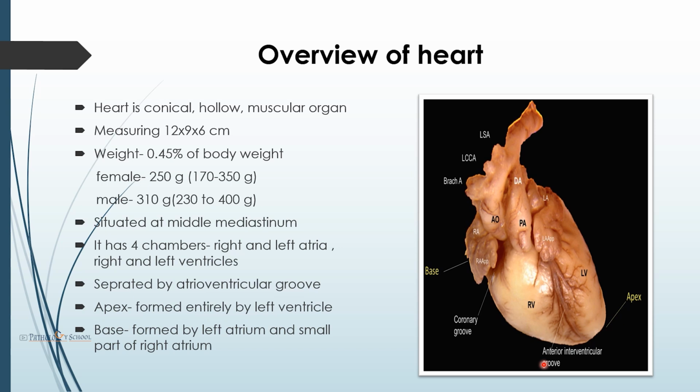The heart is situated in the middle mediastinum. It has 4 chambers, right and left atria and right and left ventricles, separated by the atrioventricular groove. The apex is formed entirely by the left ventricle and the base is formed by the left atrium and a small part of the right atrium.